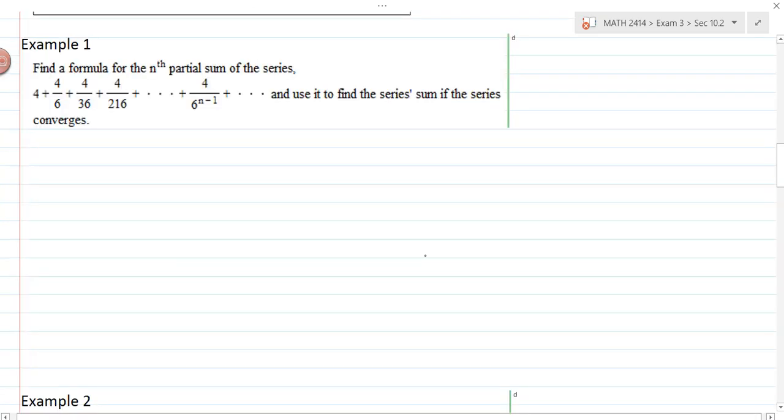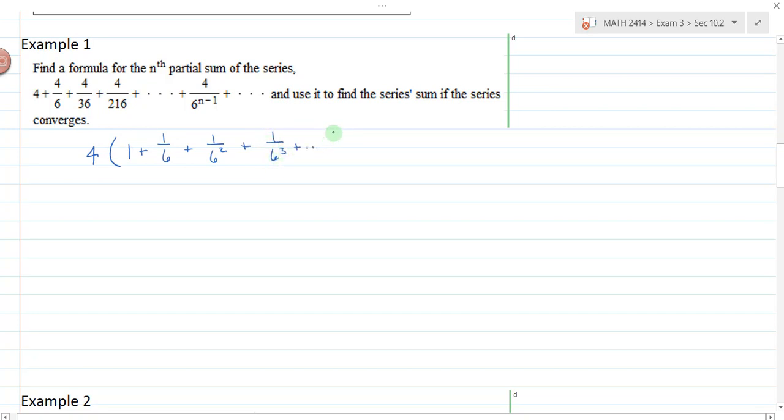In example 1, I've asked you to find a formula for the nth partial sum of the series, and I've given it to you as an expanded series, and then use it to find the sum of the series, if the series converges. So the first thing I notice is every term in this series has a 4 in it. So what I'm going to do is start by factoring out that 4. And when I factor a 4 out of this term, I'm left with 1. And when I factor a 4 out of the next term, I'm left with 1/6. When I factor the 4 out of the next term, I'm left with 1 over 6 squared. And then 6 cubed is 216, so this is 1 over 6 to the third.